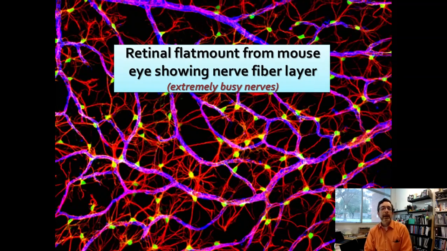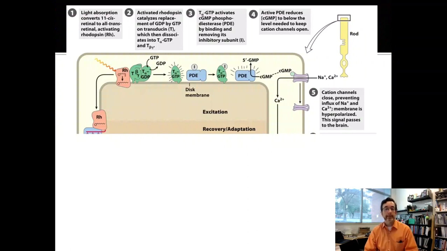So here's the mouse showing the nerve fiber layer. These are very busy nerves, and in fact, you could argue that the busiest nerve in the body is the optic nerve, I believe. There are lots of tumors that happen there as a result, a lot of optic nerve tumors, because there's so much activity. You get reactive oxygen species, you get DNA damage, and you get cancer as a result. So these are doing a lot of things because vision is very important to us.